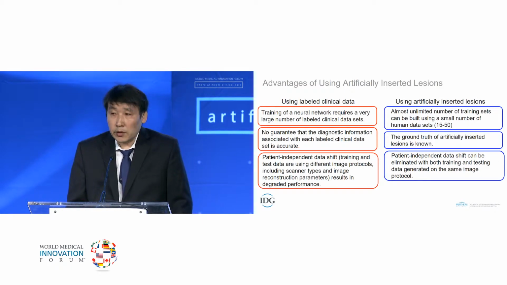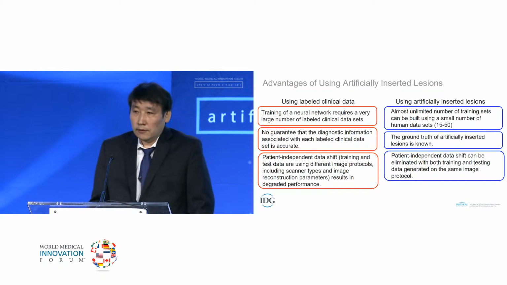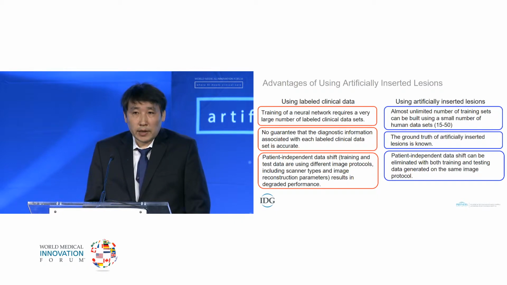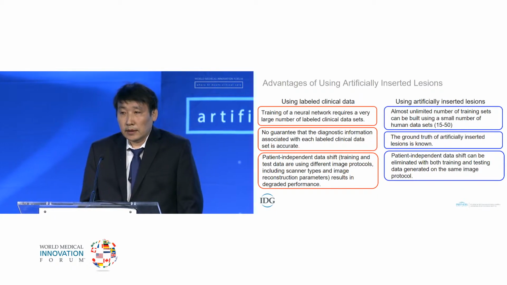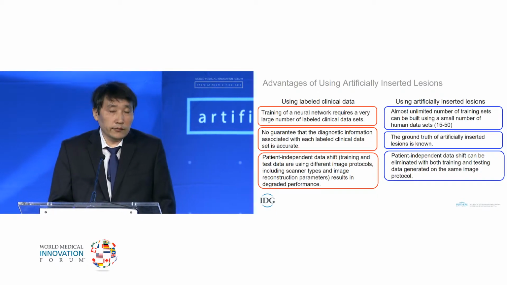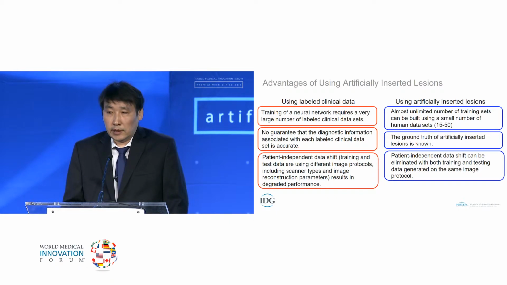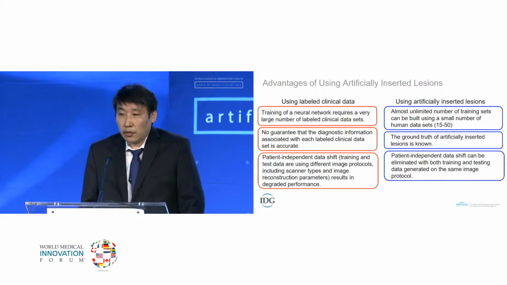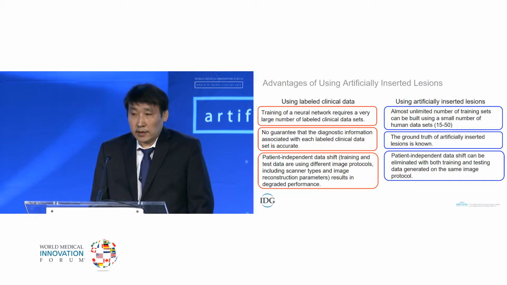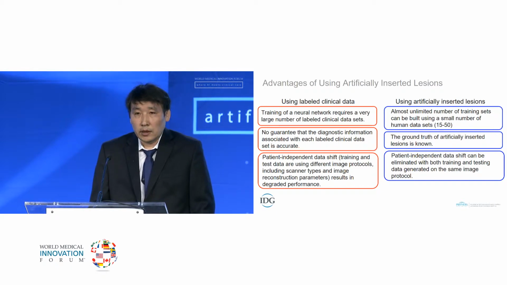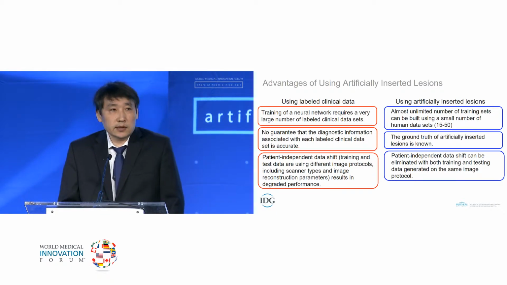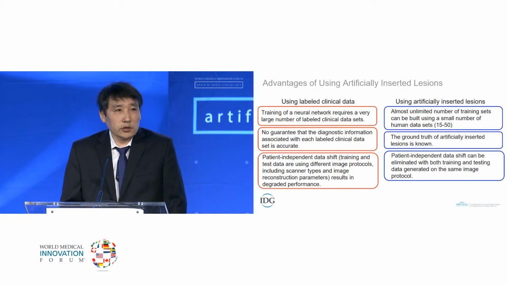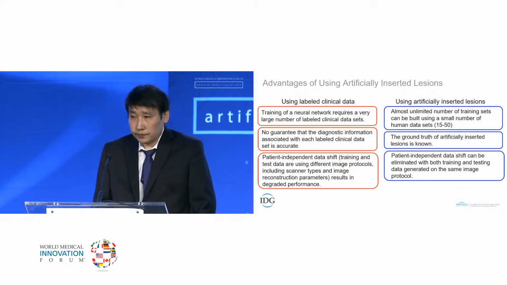If you train a neural network using labeled clinical data sets, there are a few problems. First, it requires a very large number of labeled clinical data sets, which are very difficult to obtain. Second, there's no guarantee that the diagnostic information associated with each labeled clinical data set is accurate. Third, the patient-independent data shift, which is the difference between training and testing data distribution caused by factors such as scanner type and image reconstruction protocol, can introduce bias.